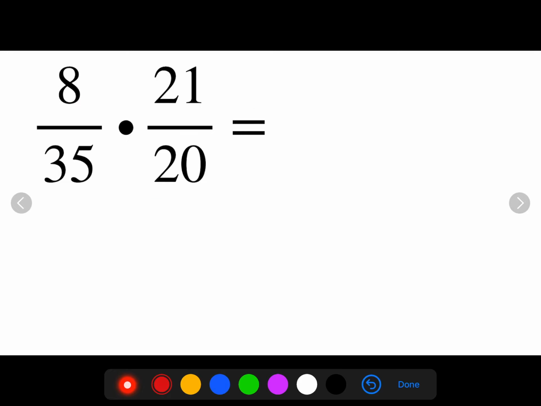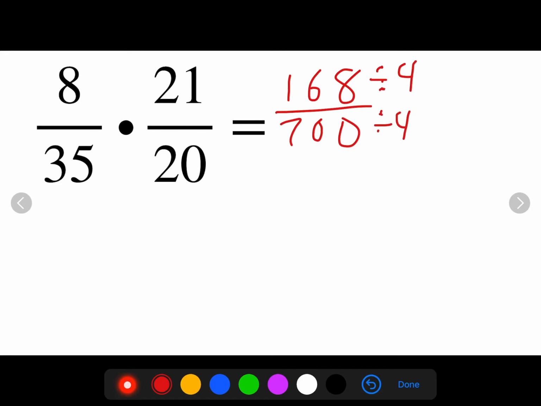So, if I did 8/35 times 21/20, I would do 8 times 21, which is 160, plus 8, which is 168. And 35 times 20, which is 700. Easy enough. Oh, but wait. I have to simplify that, because you should always simplify. So, let's see. Let's divide by 4.